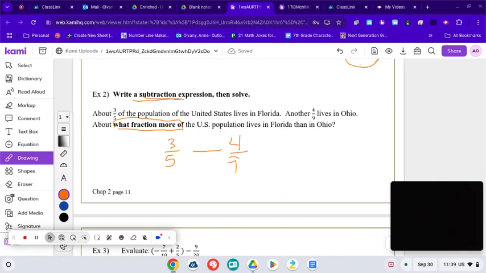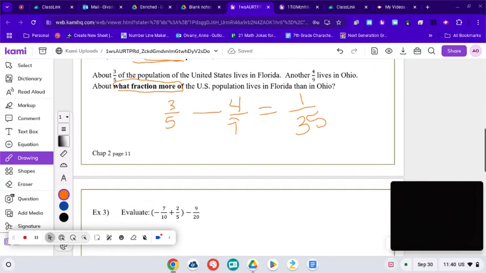It's going to be fraction key, 3, arrow down, 5, arrow over, subtraction sign, fraction key, 4, arrow down, 7, arrow over, and that's actually going to be 1 out of 35. So we're not going to have to do that fancy make a mixed number.